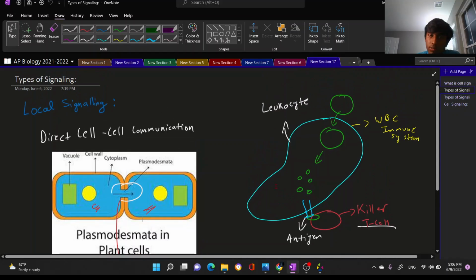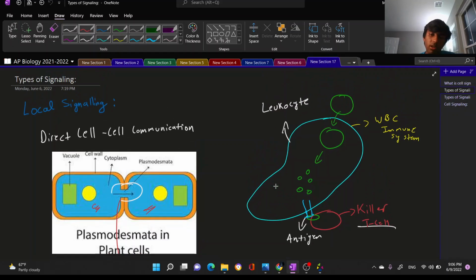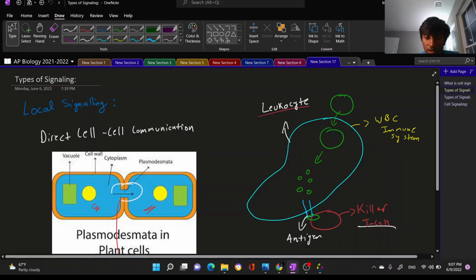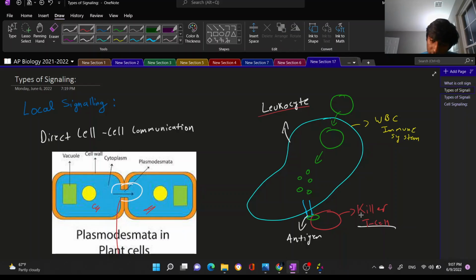We can also see something similar in animal cells, actually in the human immune system. So you have this leukocyte, or white blood cell, here, and a virus ends up being engulfed by this cell. The white blood cell breaks this virus down and displays a piece of that virus, or information of that virus, on its receptor on the surface here. That's what you see over here. This is the surface.